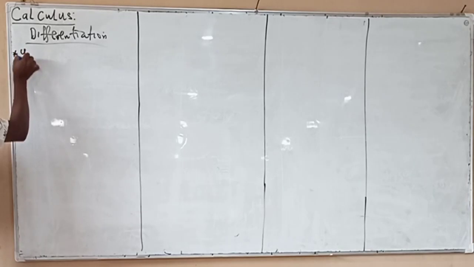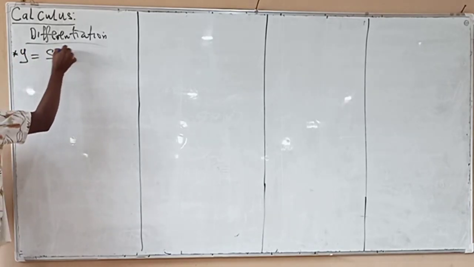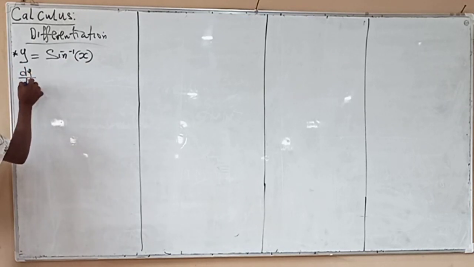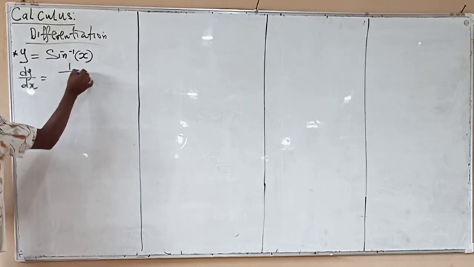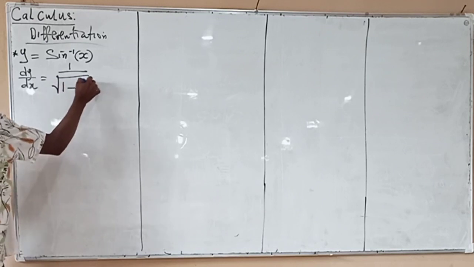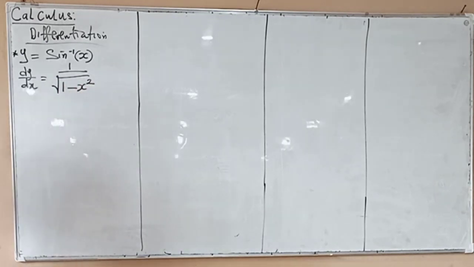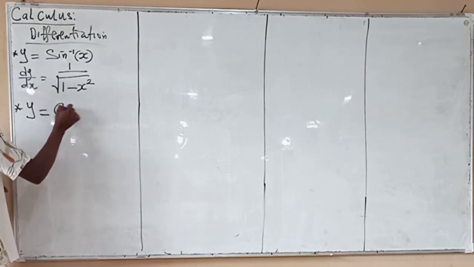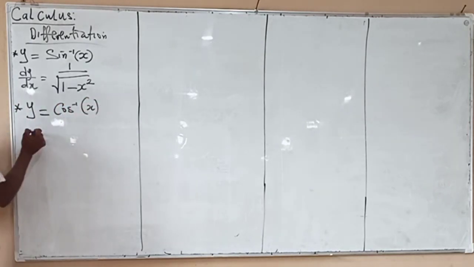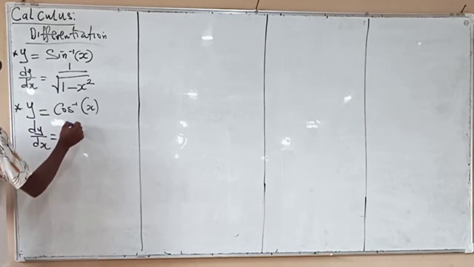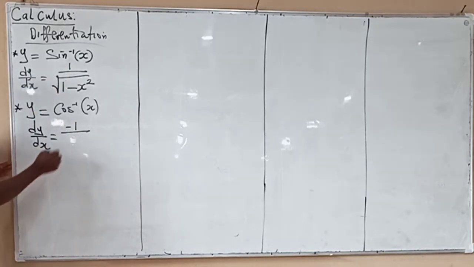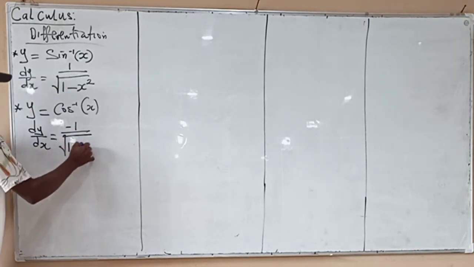Now, number 1. If you have y equal to the sine inverse of x, dy over dx, if you differentiate this, you're going to have 1 over the square root of 1 minus x squared. That's what you're going to have. You take note of that. Very, very important. Then, the second one is if you have y equal to the cos inverse of x, dy over dx is going to be 1 over, this one will be the negative of this first one: negative 1 over the square root of 1 minus x squared.